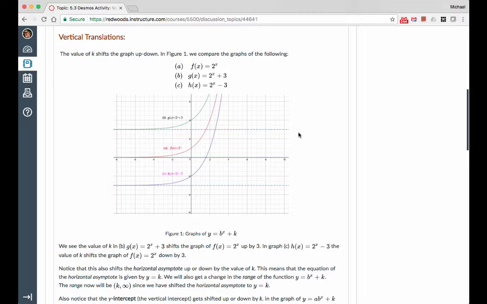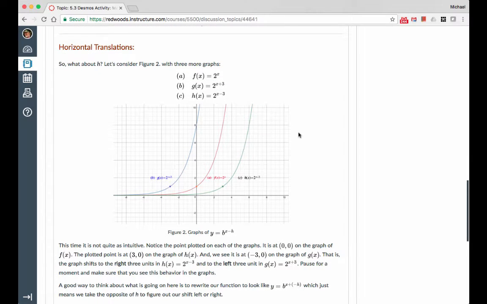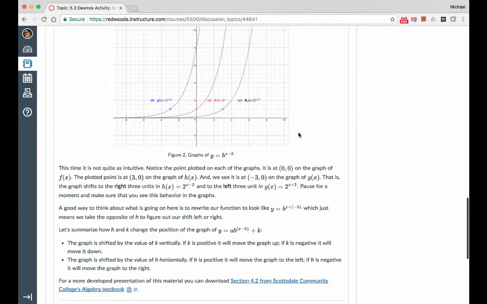In other words, it was the exponential function with a constant added to it. Here, it's part of the exponent. So make sure you keep that distinction clear. This time, it's not quite as intuitive. When we had a positive 3, we shifted up. When we had a vertical translation and a negative 3, we shifted down. Well, in the case of horizontal translations, it's kind of backwards to that.